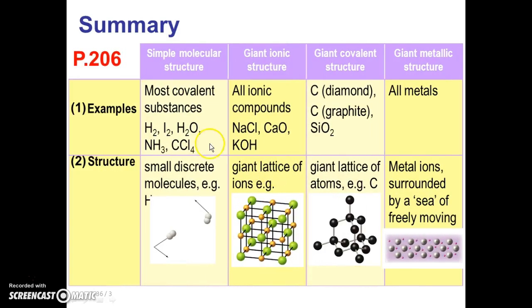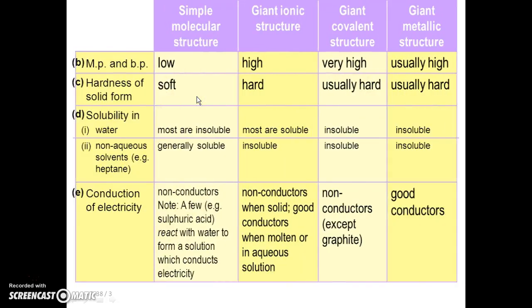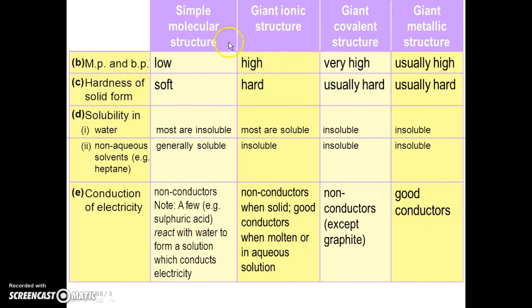For the summary, you should be able to identify a structure by its unique characteristics. For example, the unique characteristic of a simple molecular structure is a low melting point and boiling point. For a giant ionic structure, the unique property is conducting electricity in the molten or aqueous state. Since there are three different giant covalent structures, usually we keep it for last. We check whether it is a giant metallic structure first.